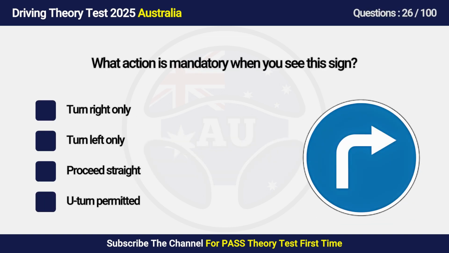Question 26. What action is mandatory when you see this sign? A. Turn right only. B. Turn left only. C. Proceed straight. D. U-turn permitted.